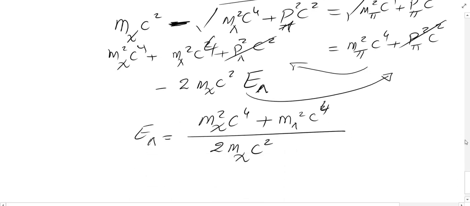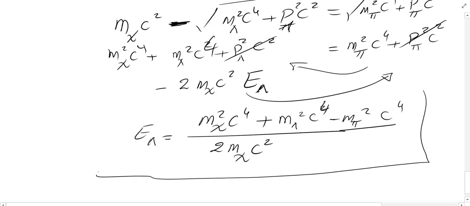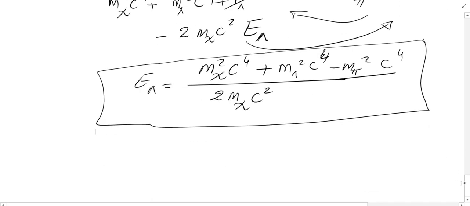Okay. Minus this quantity in here, which is m pi squared c to the power 4. And the whole thing is divided by that. Make sure that this step is correct, okay? So this is the kinetic energy. I mean, this is the total energy for the lambda particle.